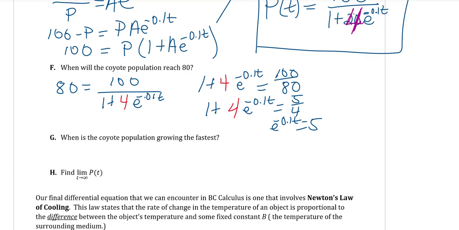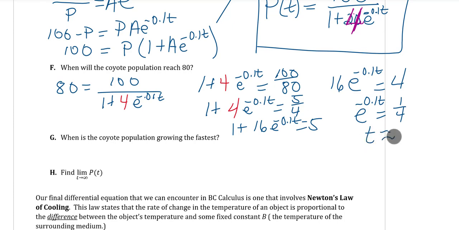And then when I multiply by 4, I'll have 1 plus 16. Okay, and so now I get 16 e to the negative 0.1t is going to equal 4. So e to the negative 0.1t equals 1/4. And then solving this, I'm not going to belabor the steps. I get t is approximately equal to 27.7 years.